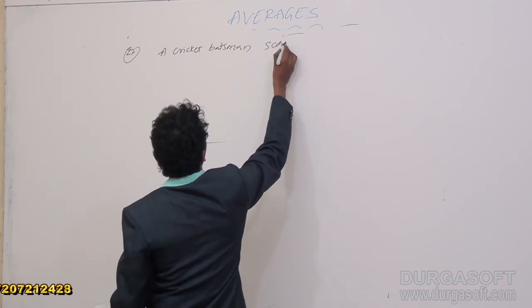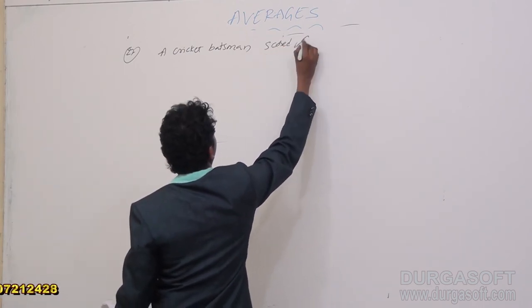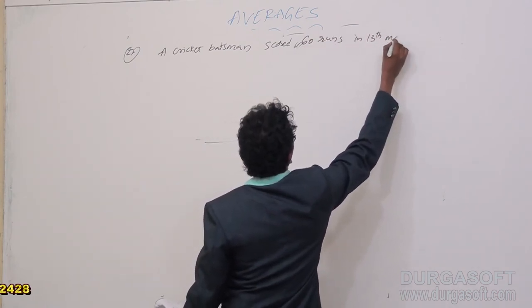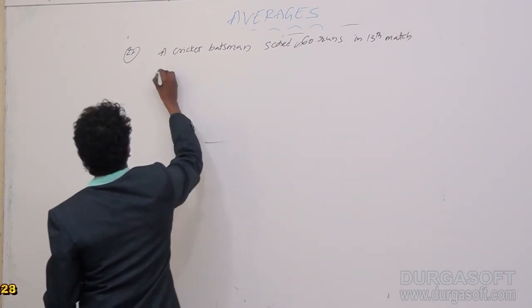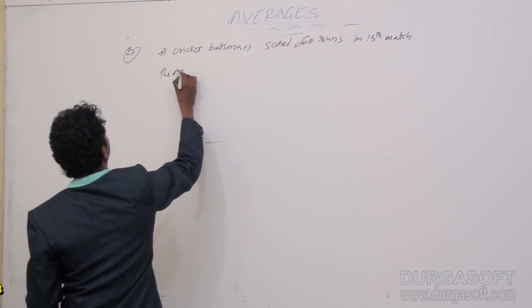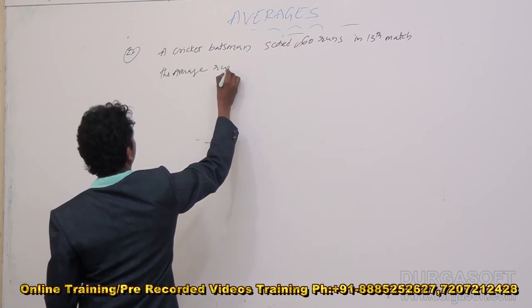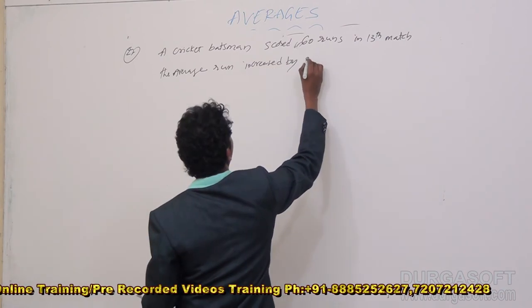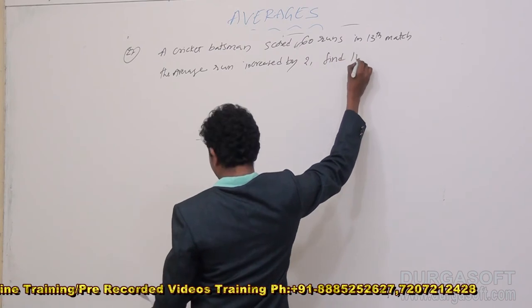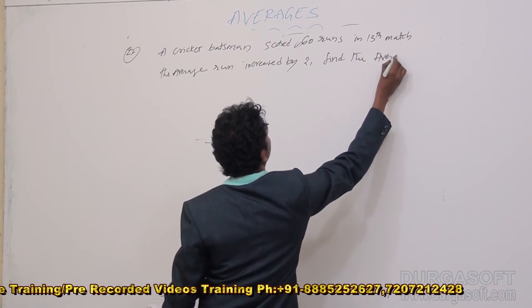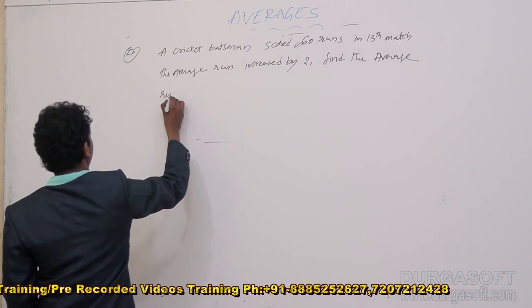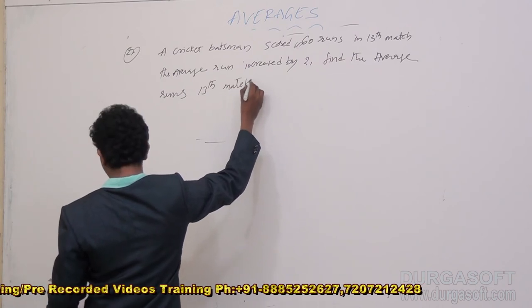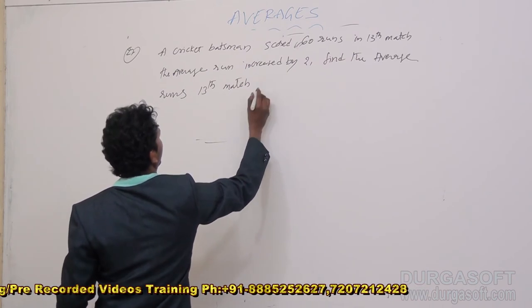Now, a cricket batsman scored 60 runs in the 13th match. The average runs increased by 2. Find the average runs after the 13th match.